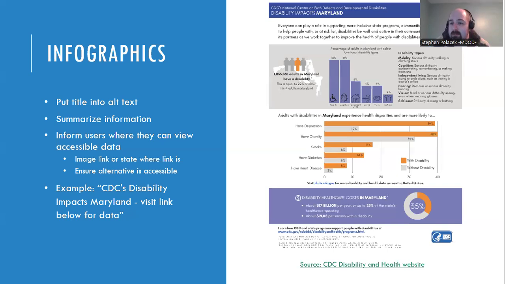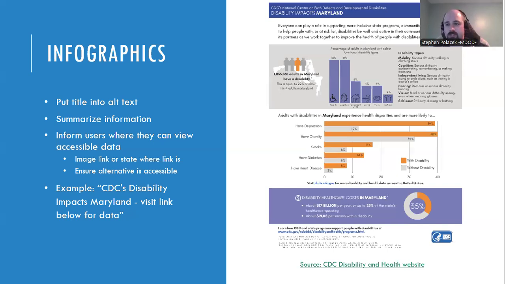So either we can make the image a link, so the image itself will tell users this is the CDC's Disability Impacts Maryland, goes to their website, or I state where the link is. So in the case of this example, if you look at the alt text in PowerPoint from the slide deck I sent you, it should say CDC's Disability Impacts Maryland, visit below for data.